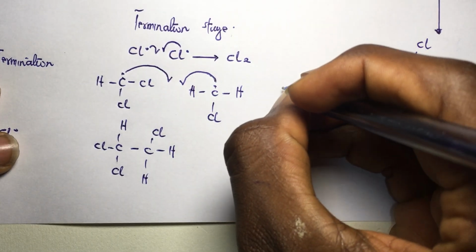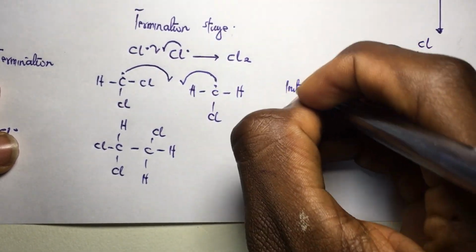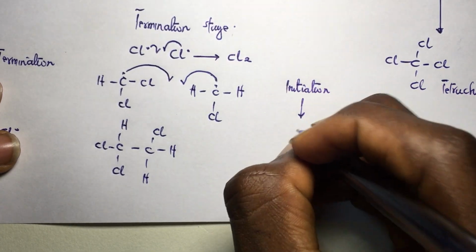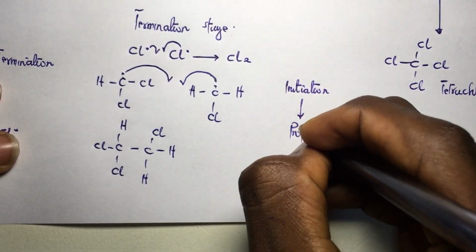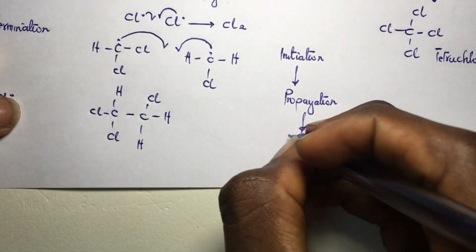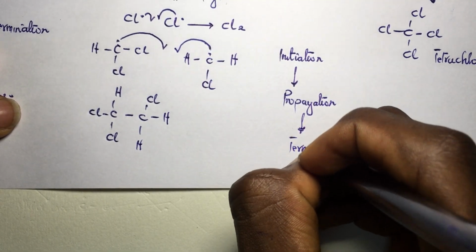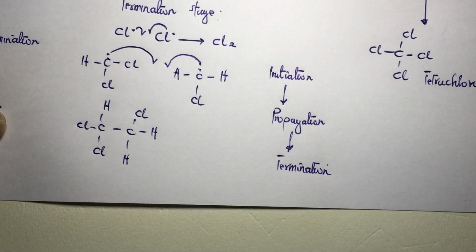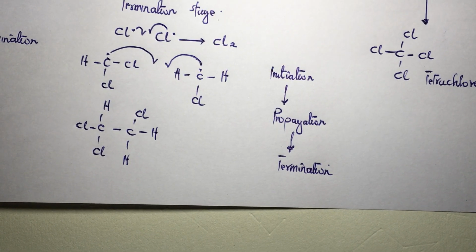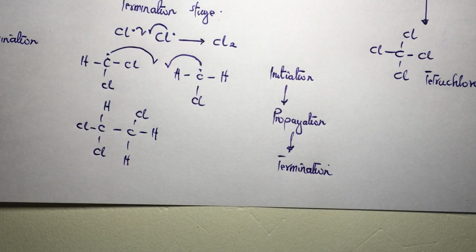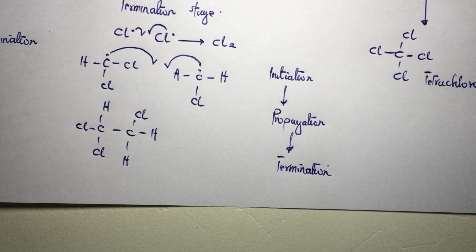So let's do the final thing here, or the final summary, from initiation all the way to propagation, then all the way to termination. Alright, so that brings us to the end of the reaction mechanism for halogenation of alkanes. So the next thing that we are going to look at is probably the energy dynamics.